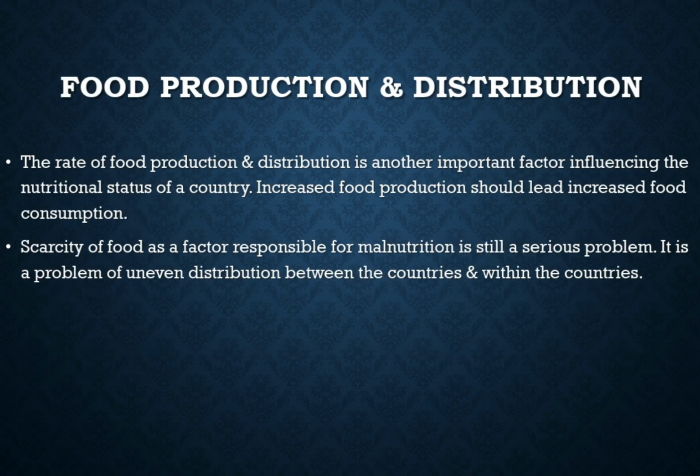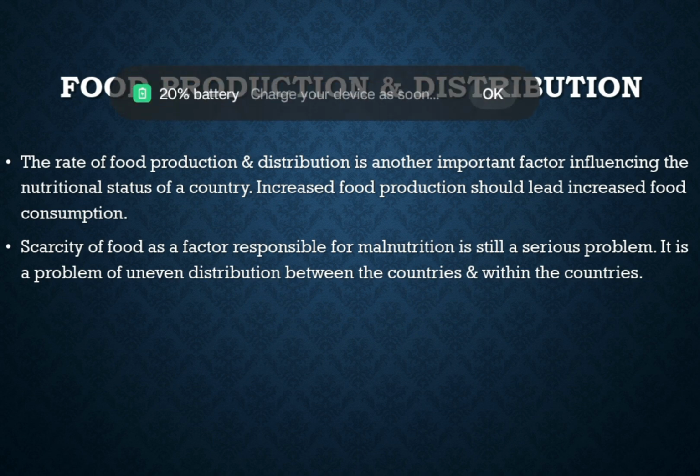Food production and distribution. The rate of food production and distribution is another important factor influencing the nutritional status of a country. Increased food production should lead to increased food consumption. Scarcity of food as a factor responsible for malnutrition is still a serious problem. It is a problem of uneven distribution between the countries and within the countries.